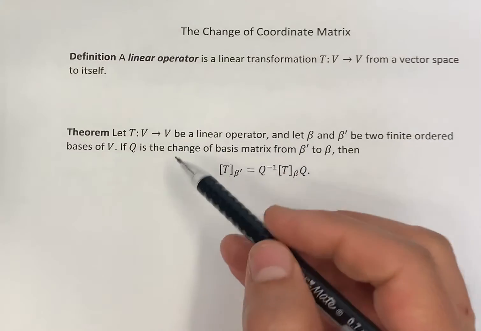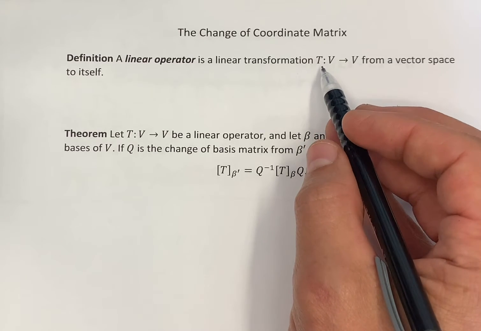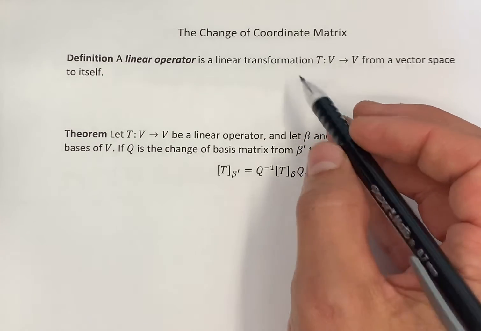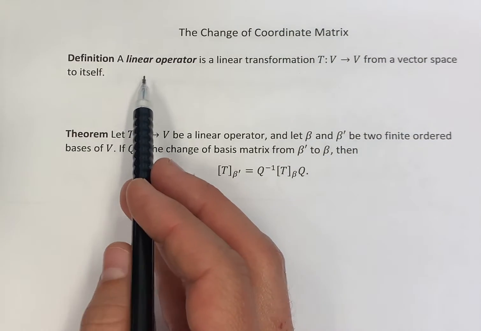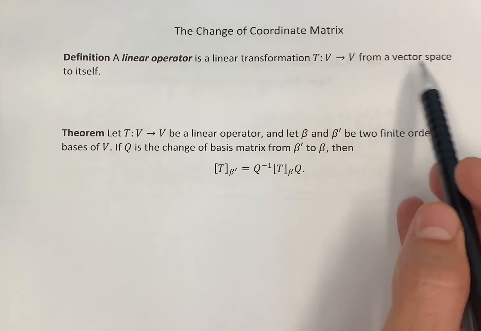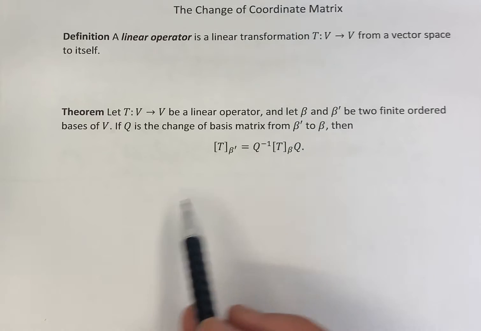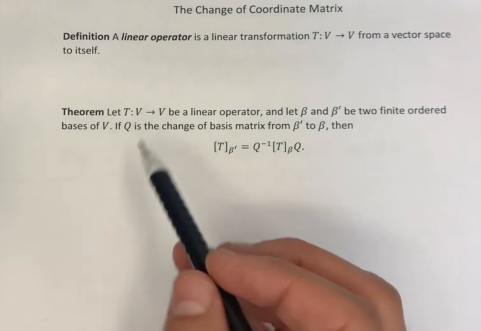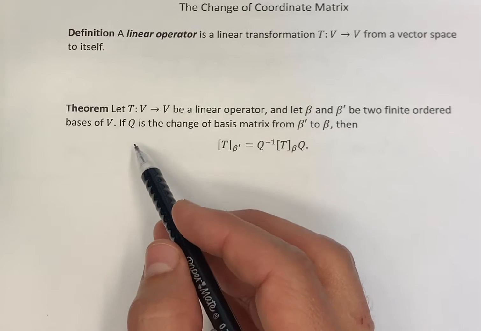Change of coordinate matrices actually affect both vectors and linear transformations, but they affect a particular kind of linear transformation. So here's the definition. A linear operator is a linear transformation T from V to V, from a vector space to itself. Okay, those are linear operators. And so we have a theorem about change of coordinate matrices and how they interact with linear operators.